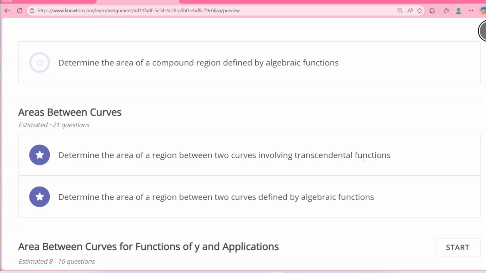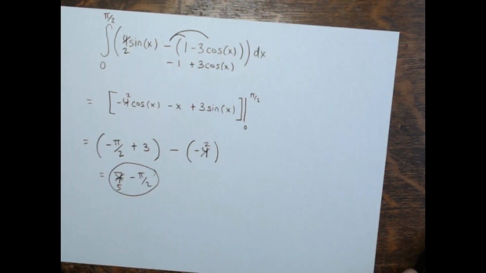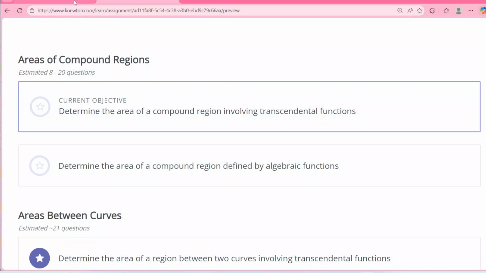So in these two objectives with these compound regions, the curve on top and bottom will switch. So we have to determine where these things meet, where they cross, so that we know when to switch the integral, at what value we need to change the function on top minus function on bottom. All right, that's a compound region. You'll see when we look at the first picture here. Oops. Wanted to go to the problem.